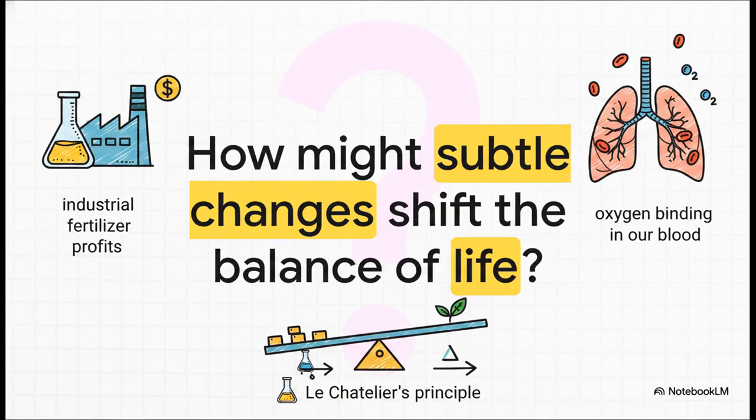As we wrap up today's explainer, I want to leave you with this thought. If equilibrium governs everything from massive industrial fertilizer profits to the very oxygen binding in our blood, how might subtle, even tiny changes in our environment ultimately shift the balance of life itself? Think about how Le Chatelier's principle applies to the entire world around us.